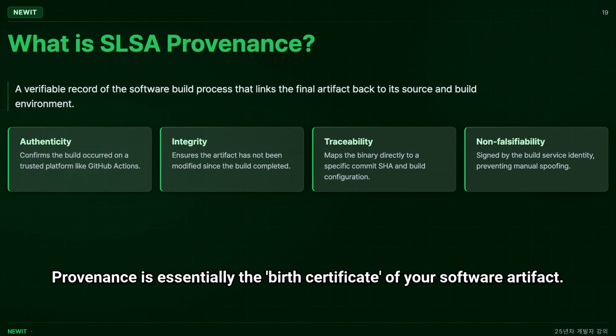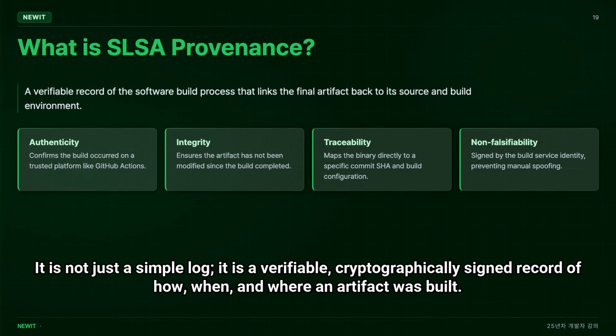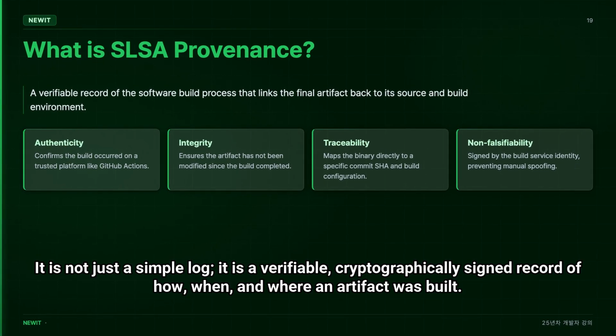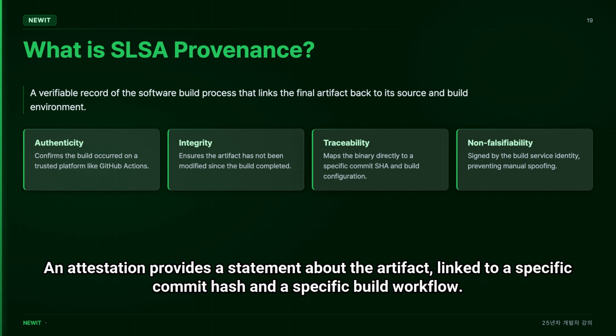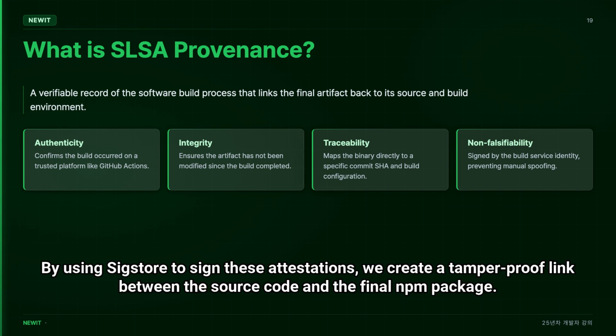Provenance is essentially the birth certificate of your software artifact. It is not just a simple log, it is a verifiable, cryptographically signed record of how, when, and where an artifact was built. In my experience, when a vulnerability is discovered, the first question isn't just what is the bug, but where did this binary actually come from? Without provenance, you are guessing. An attestation provides a statement about the artifact linked to a specific commit hash and a specific build workflow. By using Sigstore to sign these attestations, we create a tamper-proof link between the source code and the final npm package.